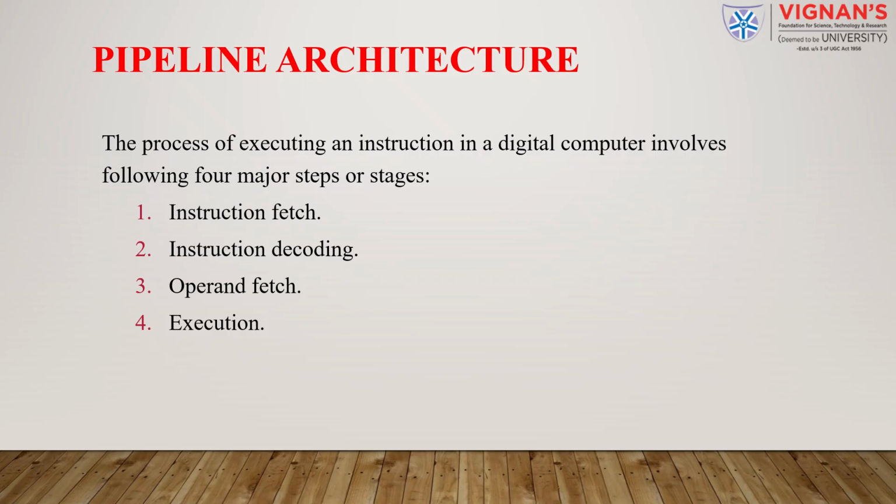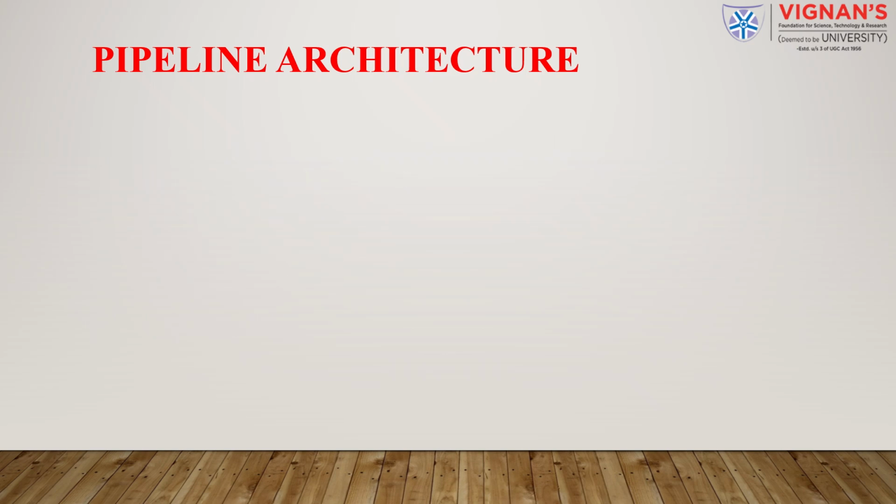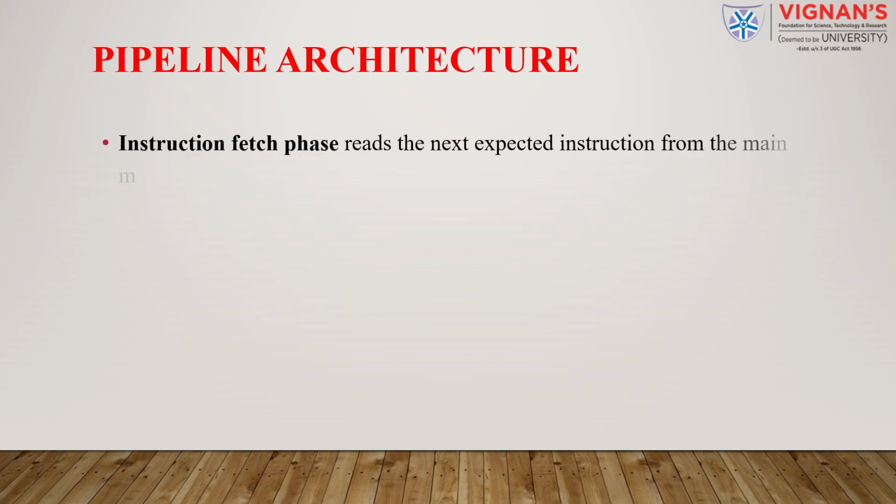Think of this like a factory assembly line. You can't assemble the car until you have the parts, and you can't get the parts until you know what car you are building. Let's look deeper into what happens at each of these specific phases. First is the instruction fetch phase. Here, the processor reads the next expected instruction from the main memory and sends it for decoding.